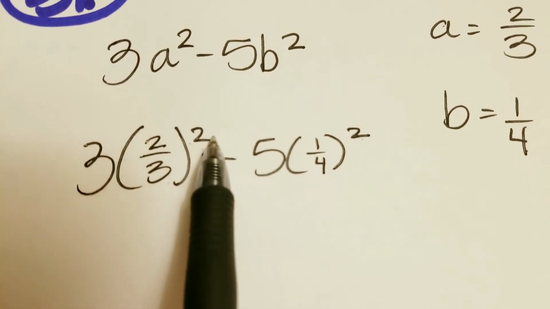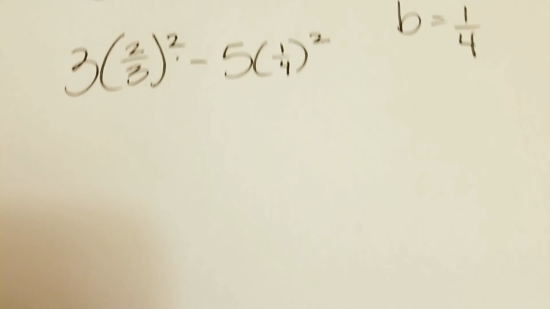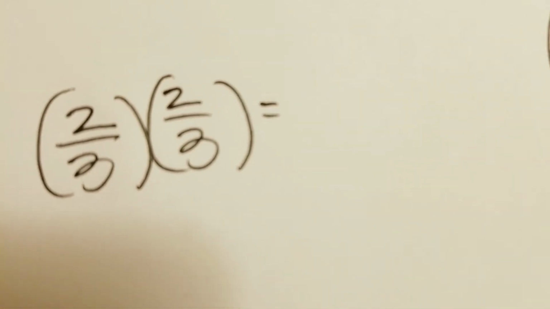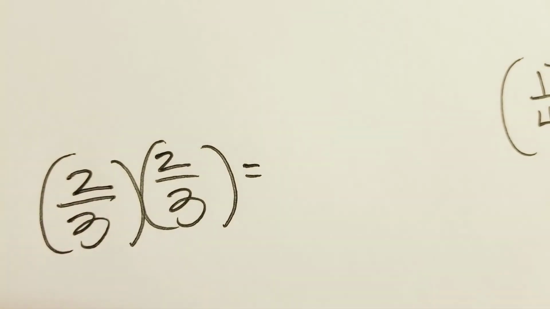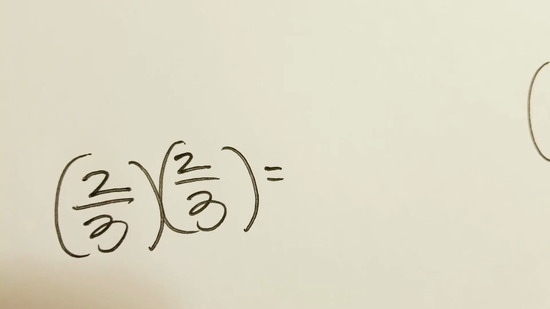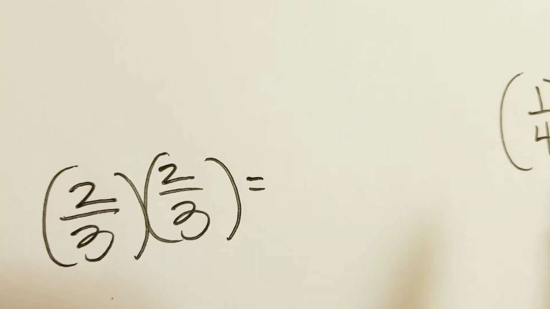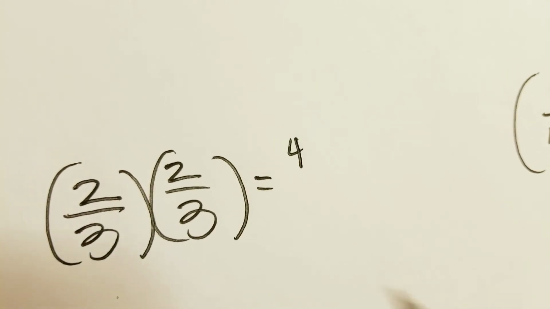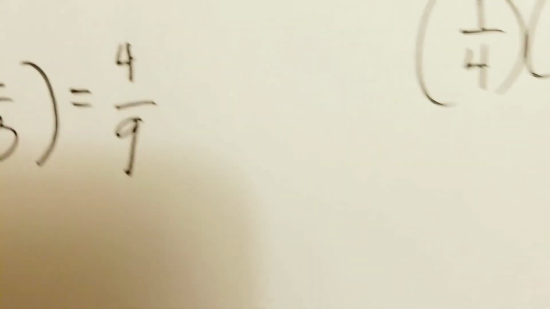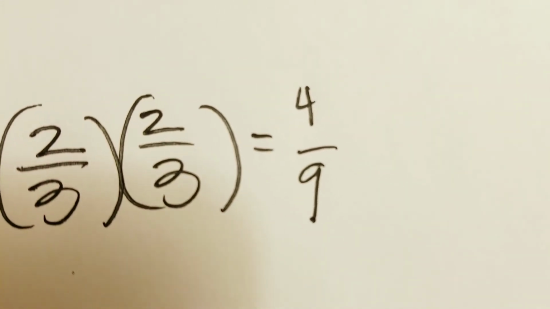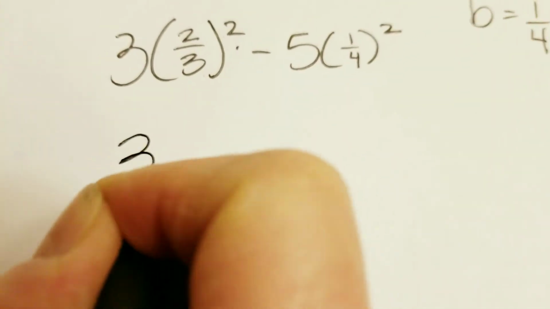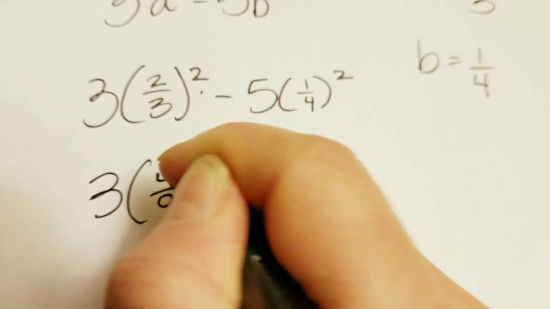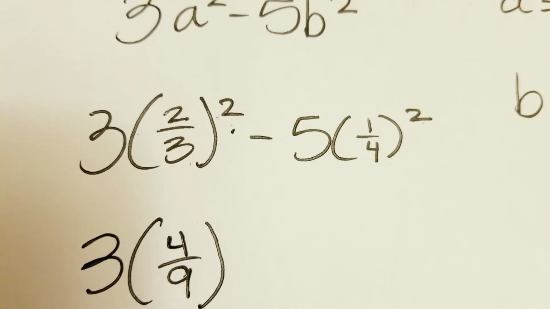This exponent tells us how many times to multiply 2/3. So I went ahead and wrote that down here for you to see. 2/3 multiplied twice. Let's just turn the light up here. So 2 times 2 is 4, and 3 times 3 is 9. So our answer, when we square 2/3, is 4/9. So I'm going to rewrite that. We have 3 times 4/9 because we just squared 2/3.